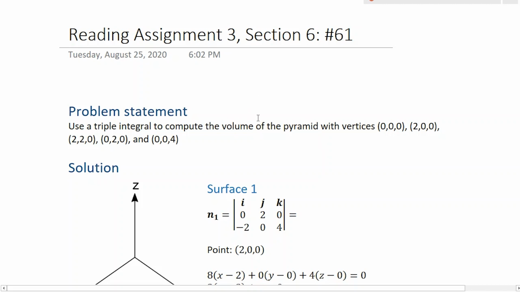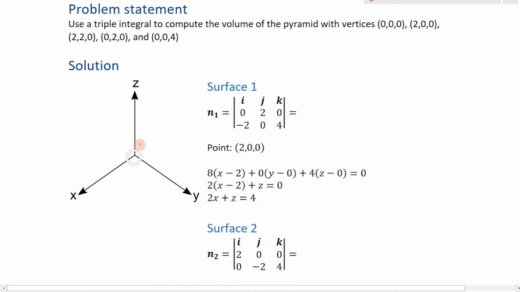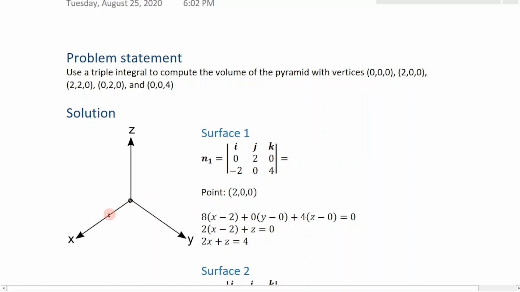Question 61 in Reading Assignment 3, Section 6. The question asks you to use a triple integral to compute the volume of the pyramid with vertices 0, 0, 0, 2, 0, 0, 2, 2, 0, 0, 2, 0, and 0, 0, 4.